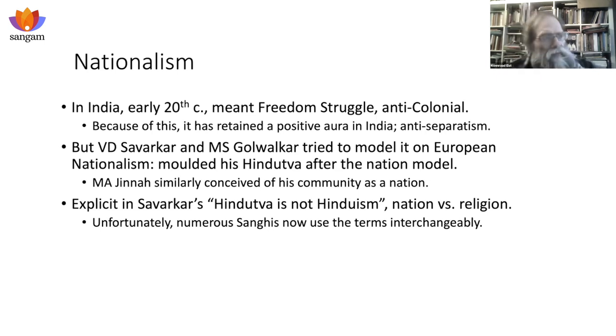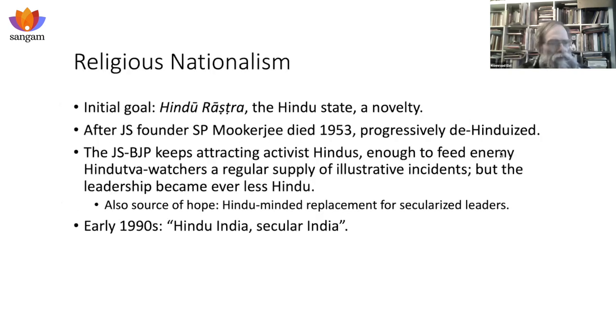Next, religious nationalism. So the beginning goal was Hindu Rashtra, the Hindu state. This was a novelty. Shivaji never called his state Hindu Rashtra.